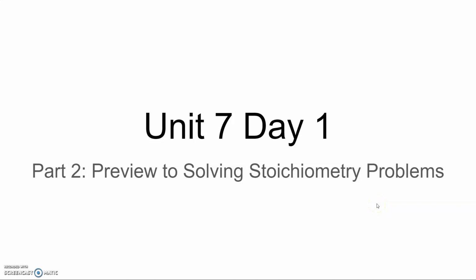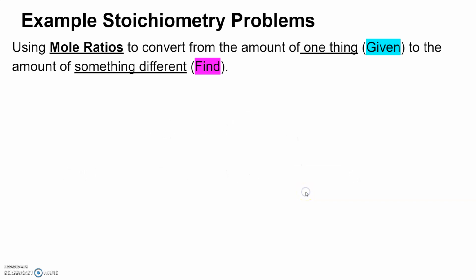Hi, welcome to Unit 7, Day 1, Part 2. This is a preview to solving stoichiometry problems. So in Part 1, we learned what stoichiometry is. It's using mole ratios to convert from the amount of one thing we're given to the amount of something different, what we're asked to find.